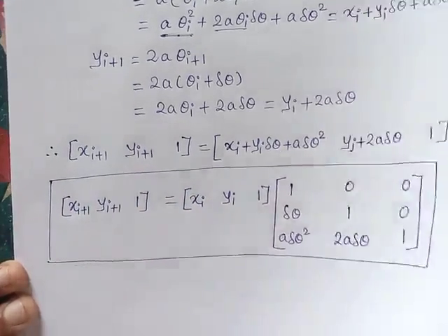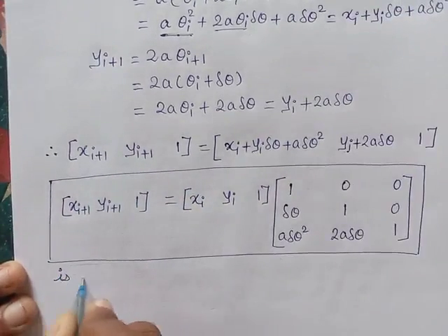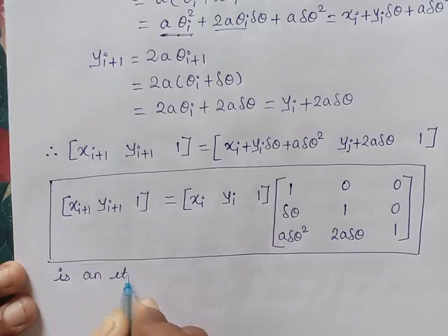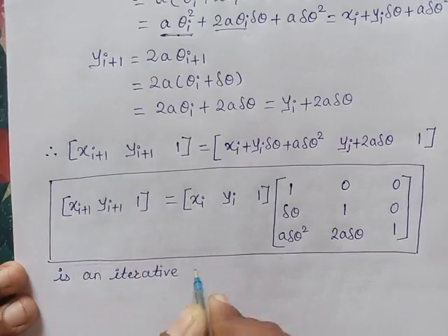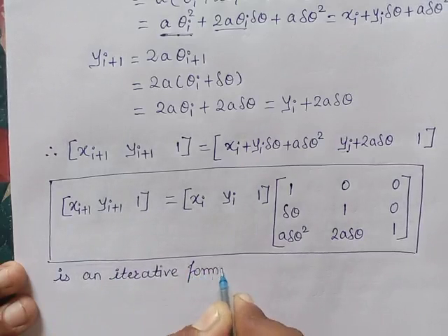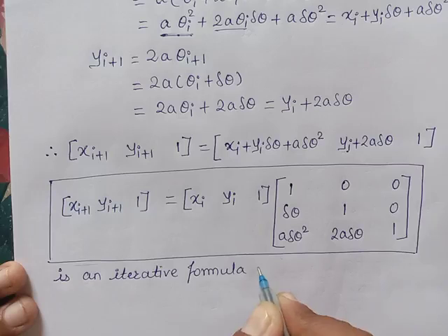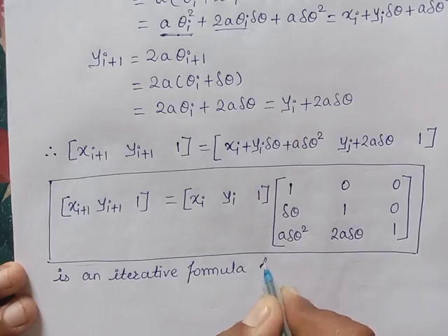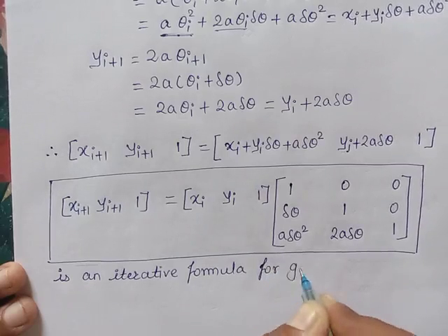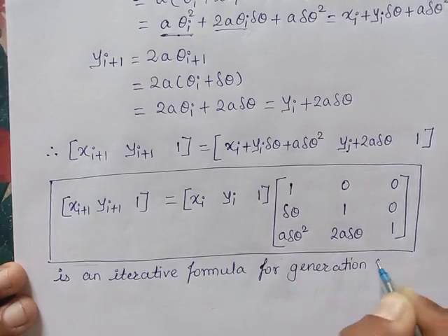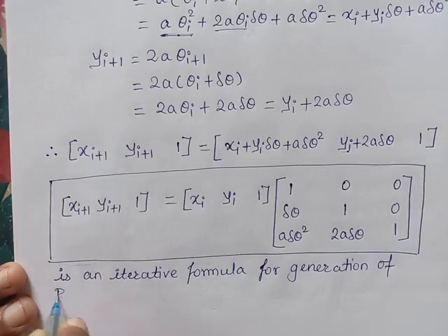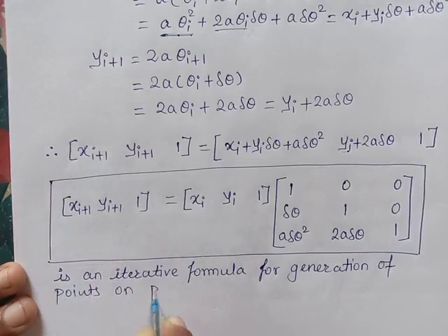Okay, this is an iterative formula for generation of points on parabola.